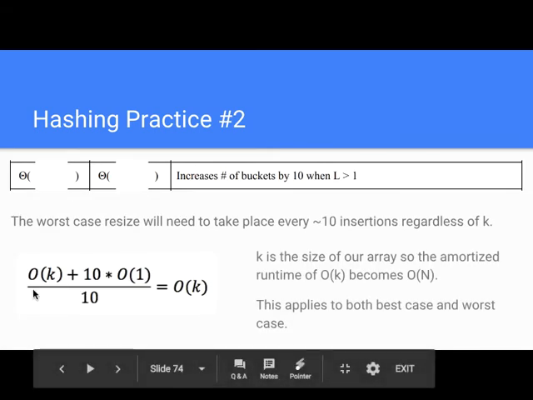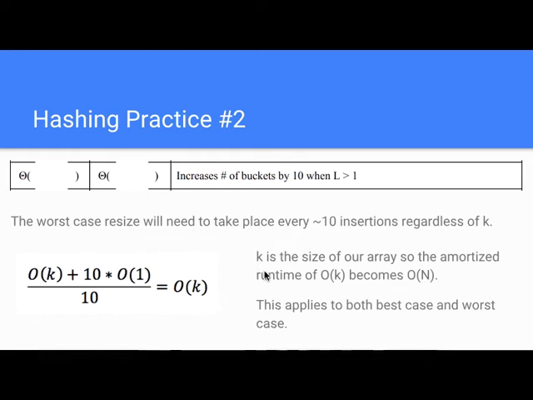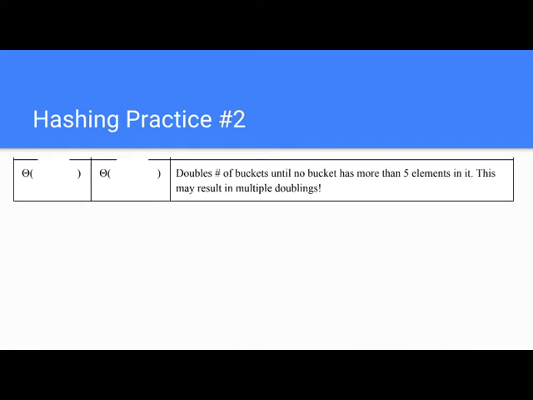So just to recap, we have 10 constant time insertions plus 1 resize. This all simplifies down into linear time. This applies to both our best and worst case scenarios because we do this for small and large k. Any questions about this one? Okay, great. We'll go to the last one.